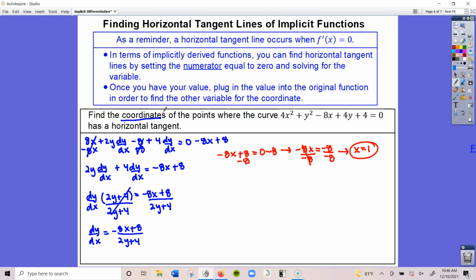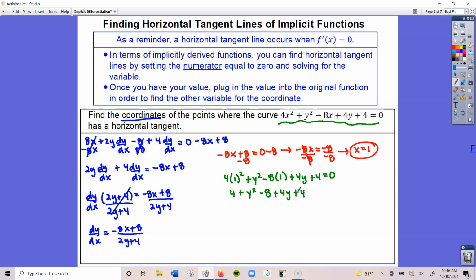But again, I want the coordinates. Now that I have my x value, what I can do is plug the x back into the original function to figure out what y is equal to. So we're going to plug in x is equal to 1. So that's 4 times 1 squared plus y squared minus 8 times 1 plus 4y plus 4 equals 0. Let's simplify this. 4 times 1 squared is 4, plus y squared, minus 8, plus 4y, plus 4.